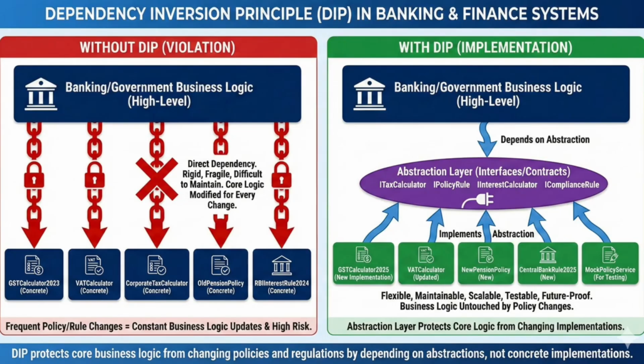To summarize, do not directly tie your banking or government business logic with tax classes, interest classes, or policy rule classes. Instead, depend on abstractions like ITaxCalculator, IPolicyRule, IInterestCalculator, and let the actual implementation depend on those abstractions. This keeps your application flexible, maintainable, scalable, testable, and future-ready. That is the true power of the dependency inversion principle in real-world financial and government systems.